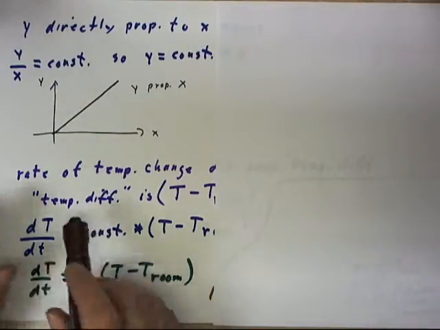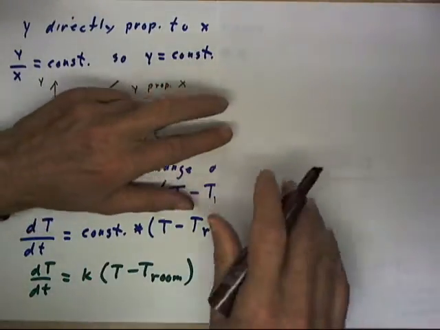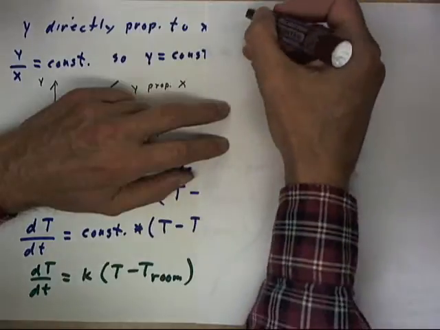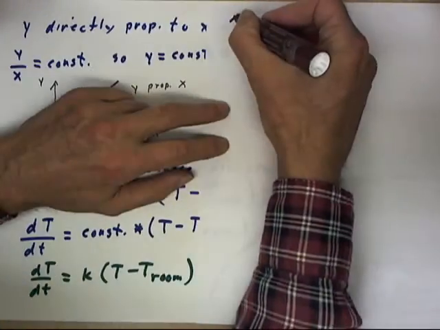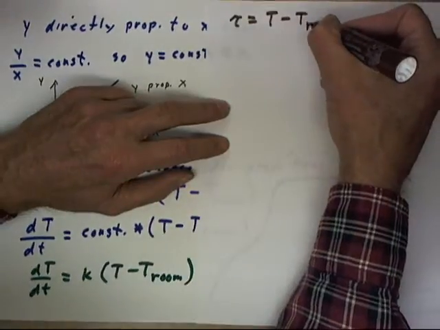So we see that if the rate of temperature change is proportional to what we call the temperature difference, we can write this equation, which is first order linear but non-homogeneous. Now, we can do a change of variable, and this is an important and powerful technique in mathematical modeling and in a differential equations course.